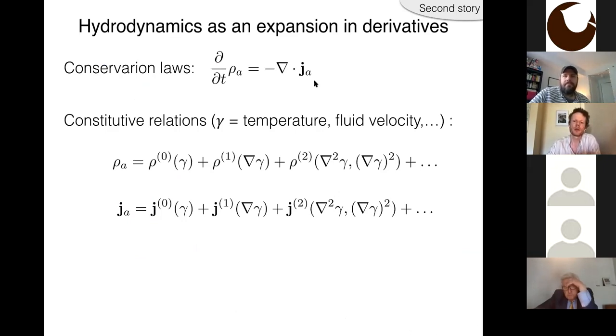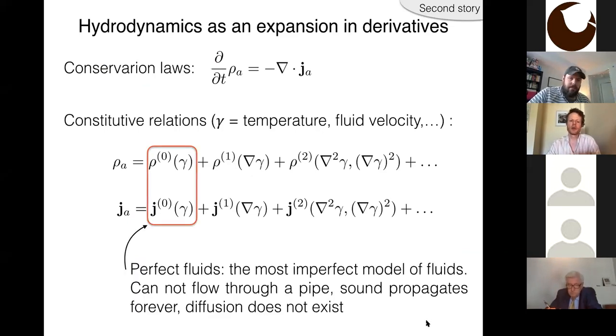It's two things. It's conservation laws plus the constitutive relations. And the way I'm writing down my constitutive relation here, I'm writing this down as an expansion in derivatives. So the first term, which I denoted with superscript 0, has no derivatives. The second term, which has superscript 1, has one derivative. Something with superscript 2 has two derivatives, and so on. Okay. So if you only look at the first term here, this is what you call perfect fluids.